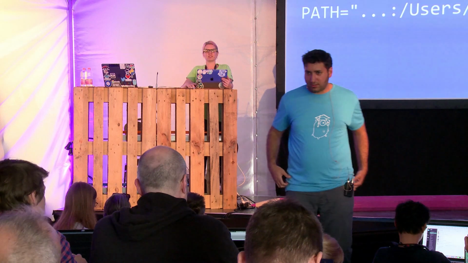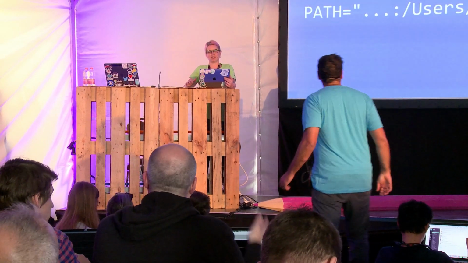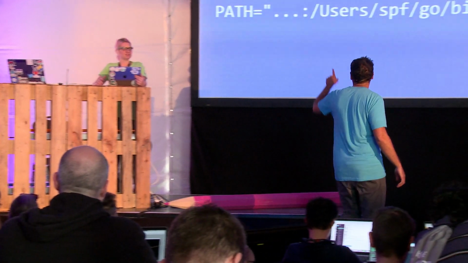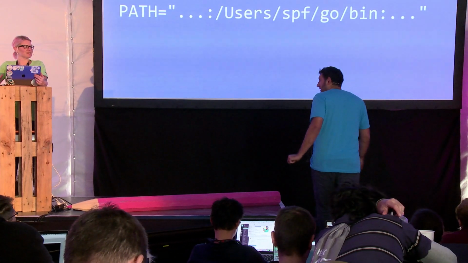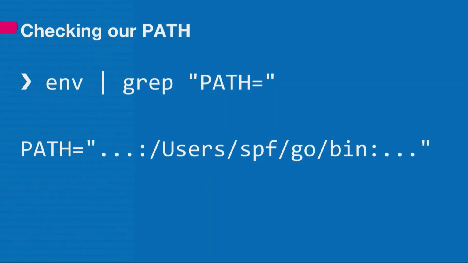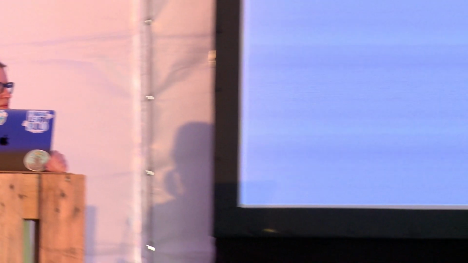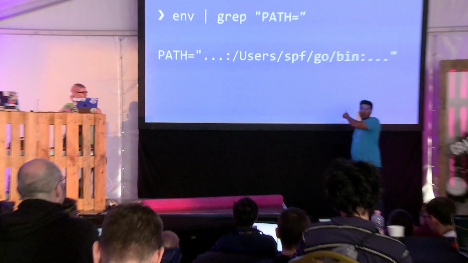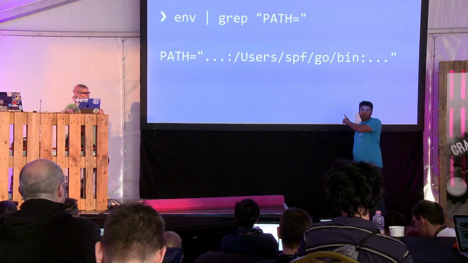It can be anywhere. It's just easier if it's at home. All right, so the next thing, you want to check your path. We'll be installing Go binaries that you want to be able to run, so you need to make sure that your GOPATH bin is in your path.